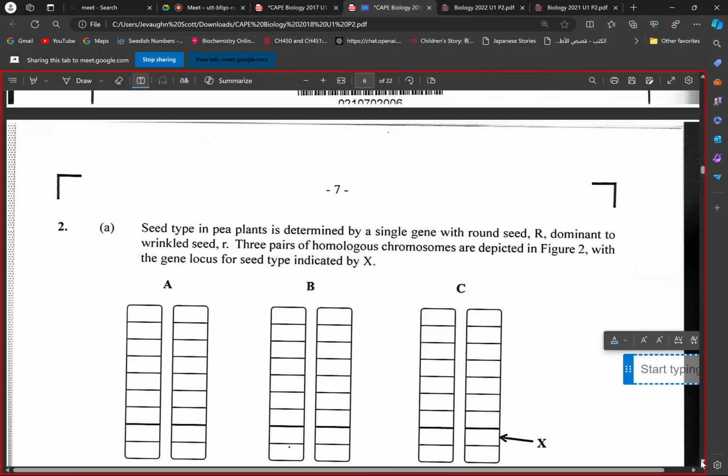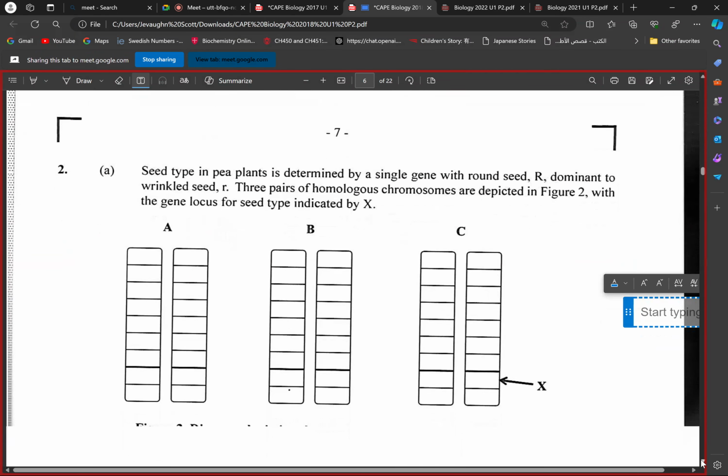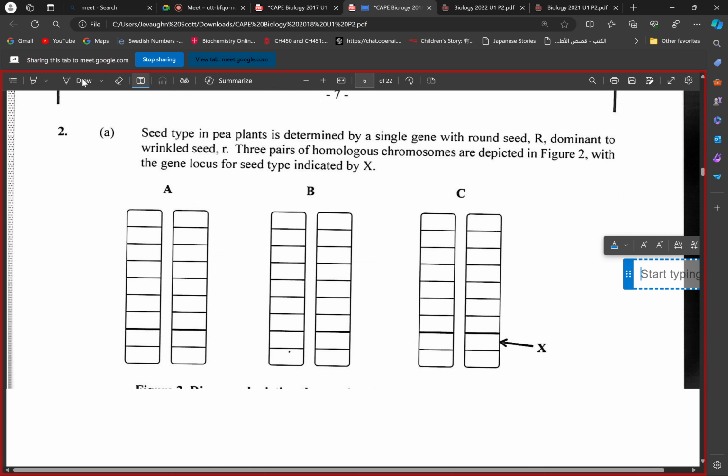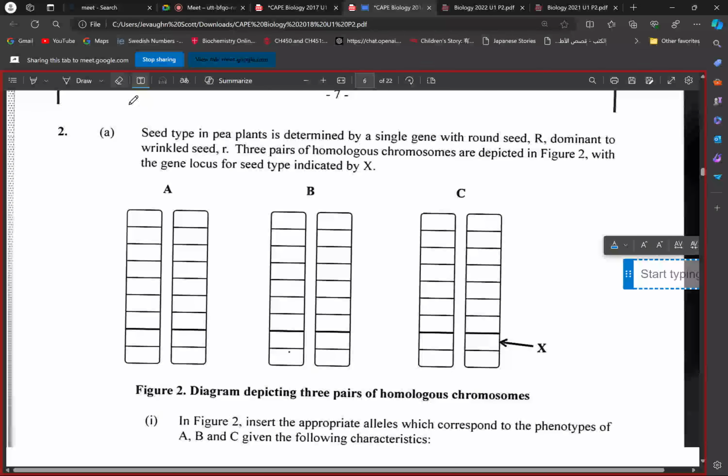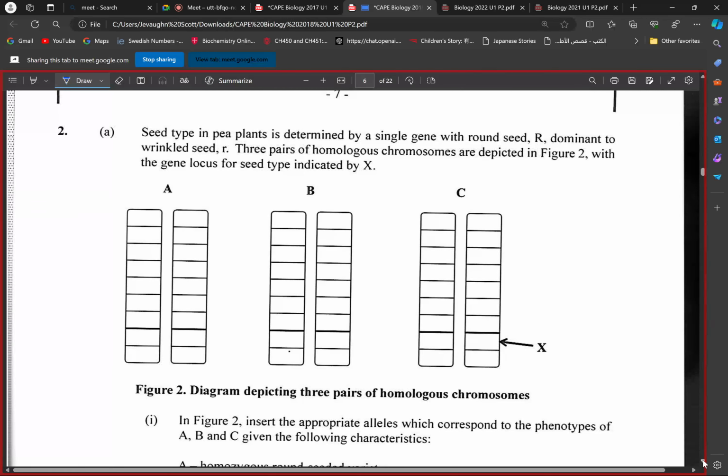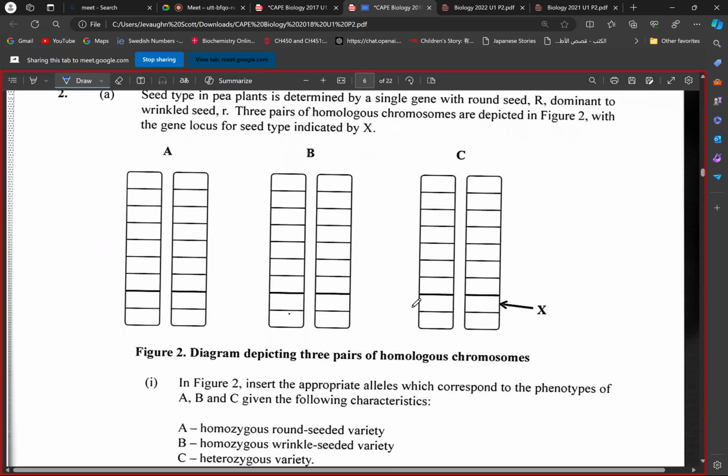For the Module 2 component of Section A of the 2018 biology paper, we're looking at the seed type in pea plants and the fact that it's determined by a single allele, with the capital R being for round and small r being for wrinkled, and 3 pairs of chromosomes are depicted. What we're supposed to do now, we'll see that X here describes the loci.